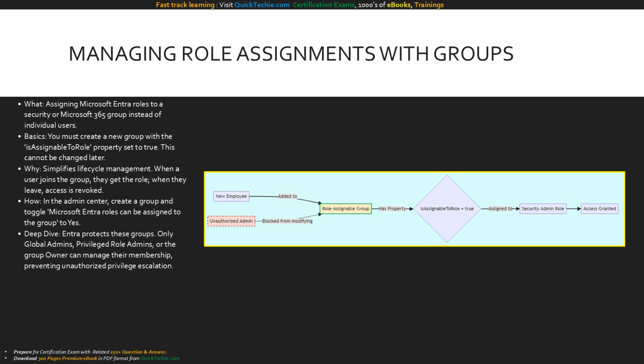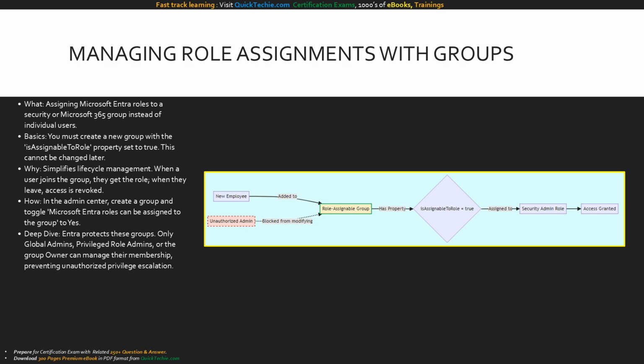The solution is assigning roles to groups. Instead of tracking 50 individual help desk admins, you assign the role to a help desk security group. When an employee is hired, they are added to the group and inherit the permissions. When they leave, you remove them from the group, and the permissions are instantly revoked.